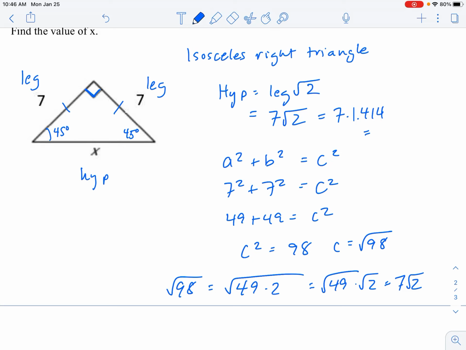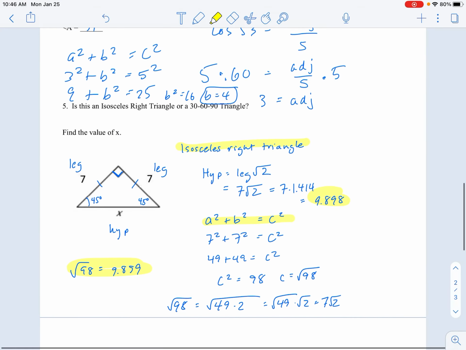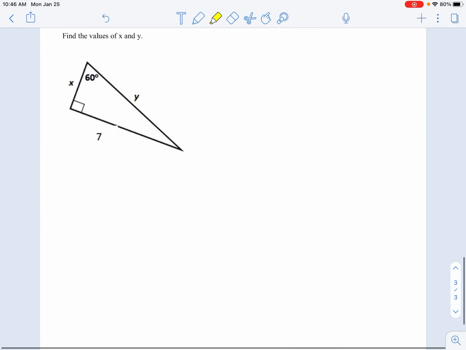7 times 1.414 is 9.898. And if I do the square root of 98, just to check that this comes out the same, in my calculator, the square root of 98 is 9.89. So the answer comes out the same whether we use the formula for an isosceles right triangle or go back to the Pythagorean theorem, or there are other methods too with SOHCAHTOA, but I'll stop there.